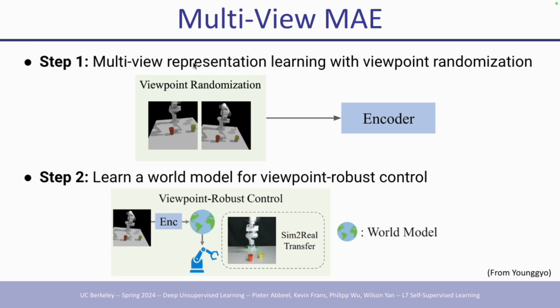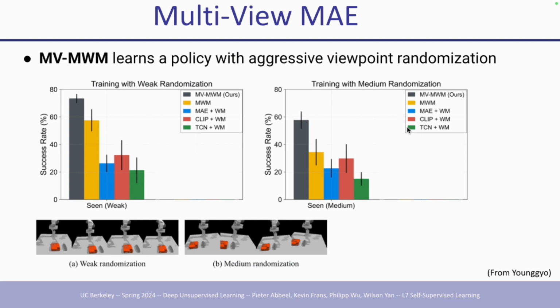So step one is we do this representation with viewpoint randomization. Instead of having just the wrist camera and the overview camera, we're going to randomize these different viewpoints. And then we learn using our RL algorithm on the features from this learned encoder. And downstream, we can see how well this model is able to apply when we apply a bunch of randomizations to our camera views. And we're able to see that this multi-view approach is able to outperform prior approaches.